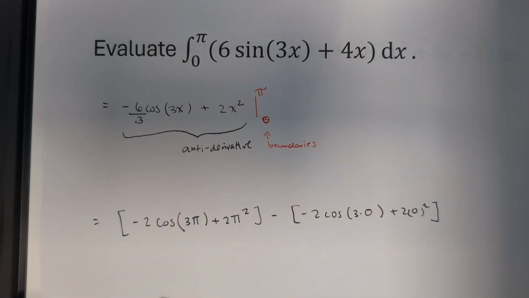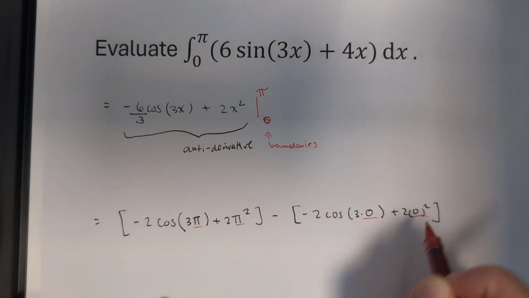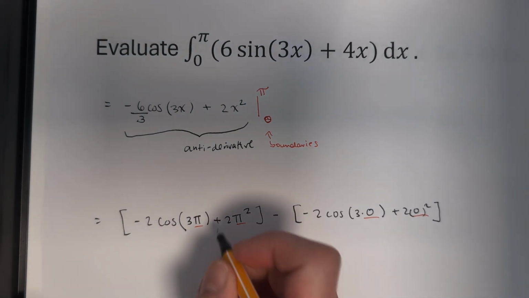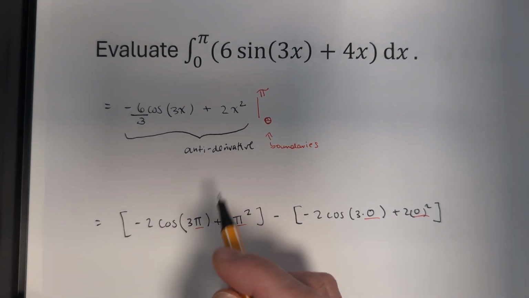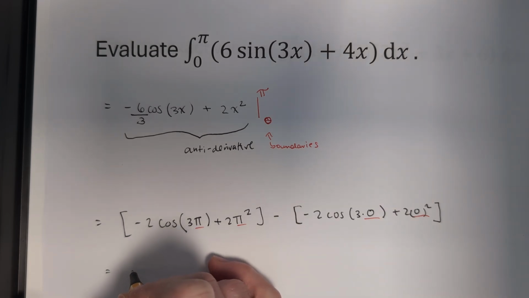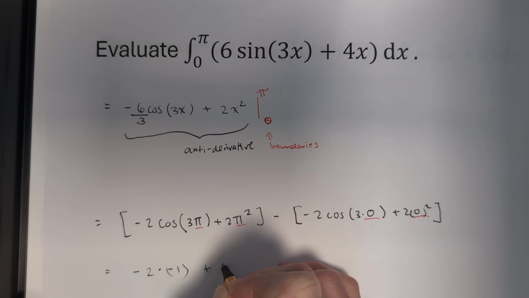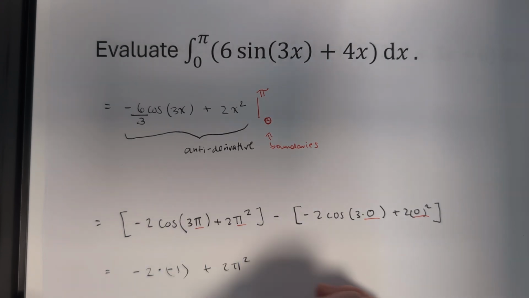Okay, so upper bound and lower bound. Here, I'll put this. And here's the lower bound. 3 pi. So remember that the cosine of 3 pi is going to be negative 1. So we have negative 2 times negative 1 plus 2 pi squared. I'm not going to approximate that. That's absolutely fine to leave like this.